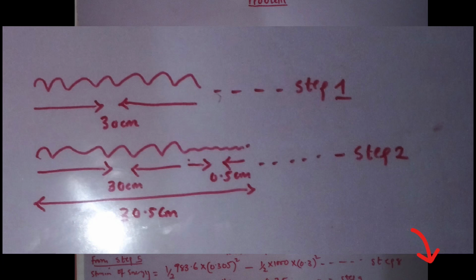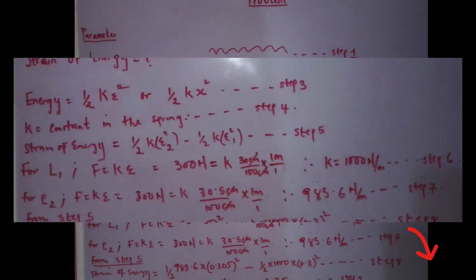Then if you look at step 3, it says energy. We have our formula for energy, which is half Ke square. This K is a constant. Or we can use half Kx square if x is unknown, or we can use e. K is constant here. Now we are given the force, but our constant is not known. So the constant for the original length and for the extended length is going to be different.